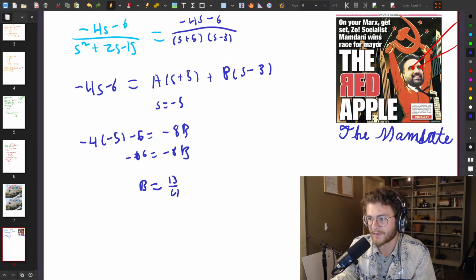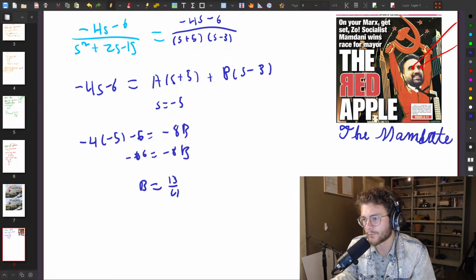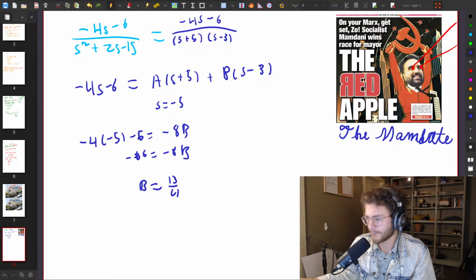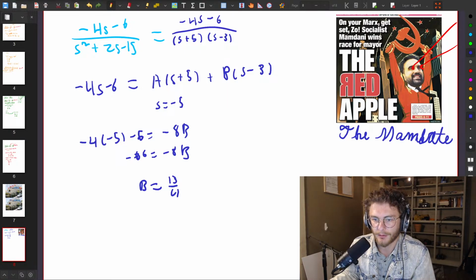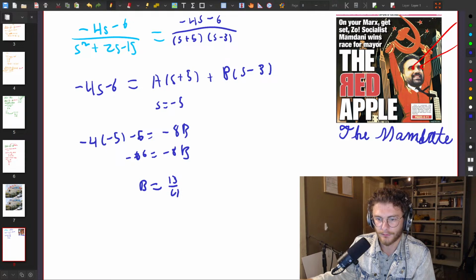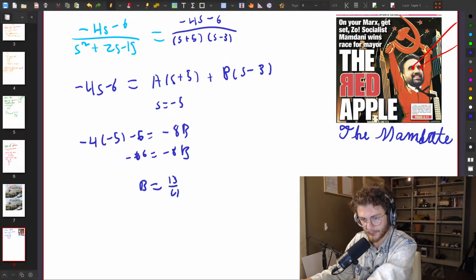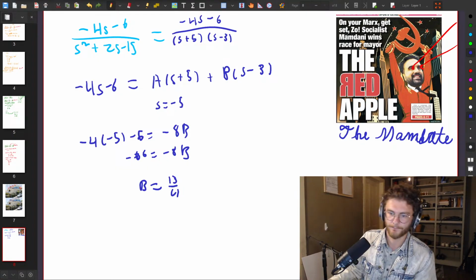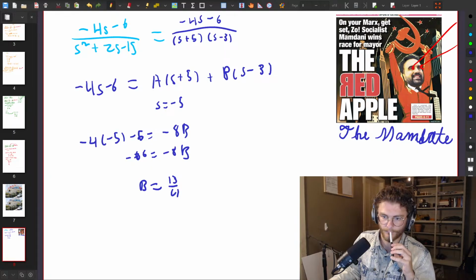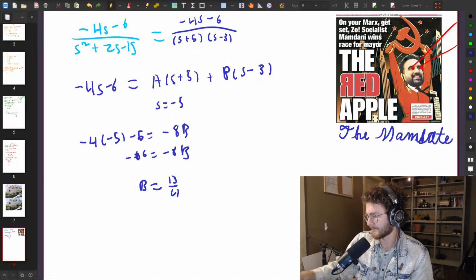And we're going to go ahead and check this one to see if we've got it right. Positive 13 over 4. Whoa, don't come up in my way. Positive 13 over 4 times s minus 3, or sorry, minus 3. Or plus 5.